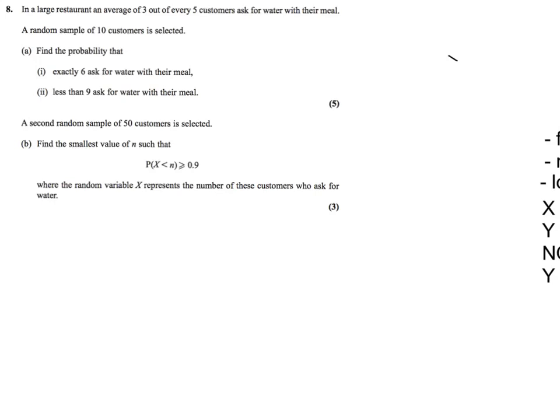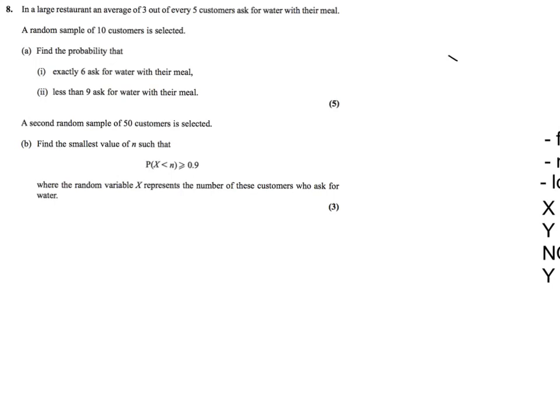Part B says, in a large restaurant, an average of 3 out of every 5 customers ask for water with their meal. Find the smallest value of n such that the probability of x being less than n is greater than or equal to 0.9, where x is the number of people who ask for water.